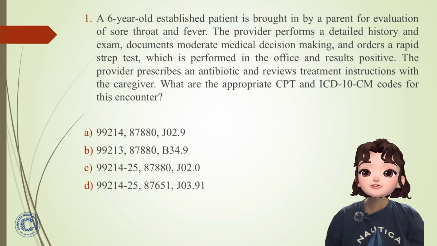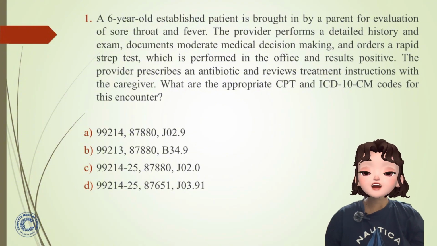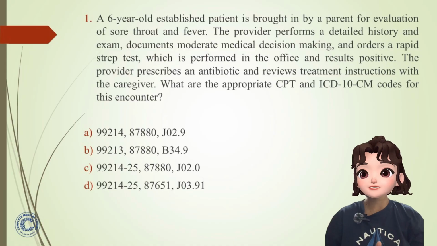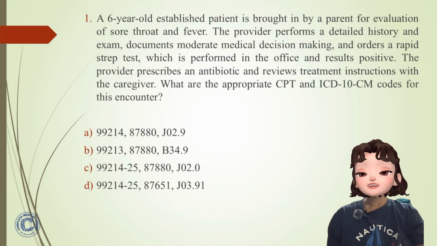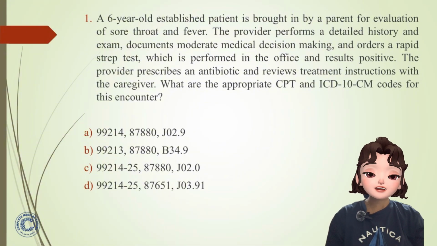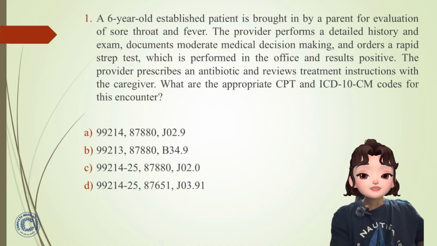This is not here. There is no minor procedure, but here there is a lab test conducted. That's why you have to append modifier 25. Some other services are also provided along with the E&M code. Okay. Now, what is the 87880 CPT code? Of course, the 80 series represents the lab test. So it should be the streptococcus test, right?